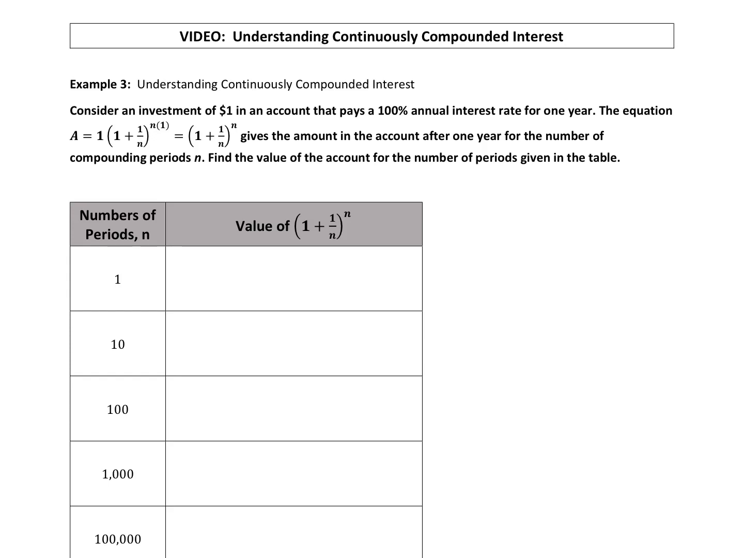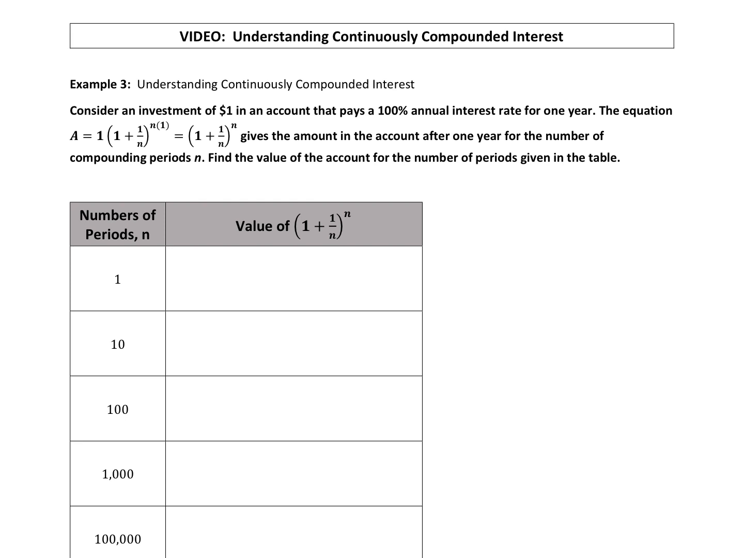Okay, so now that we've worked with compound interest, we're going to talk about continuously compounded interest. So let's consider an investment of $1 in an account that pays a 100% annual interest rate for 1 year. We're just coming up with an example that uses ones to make the math easy.